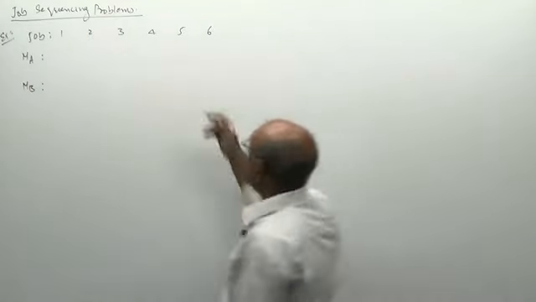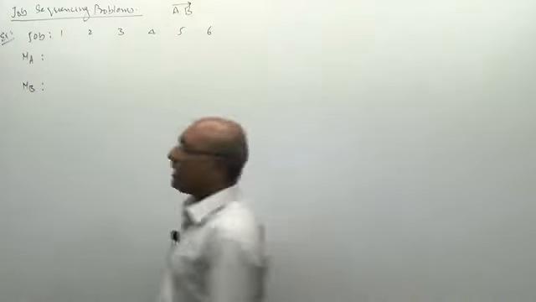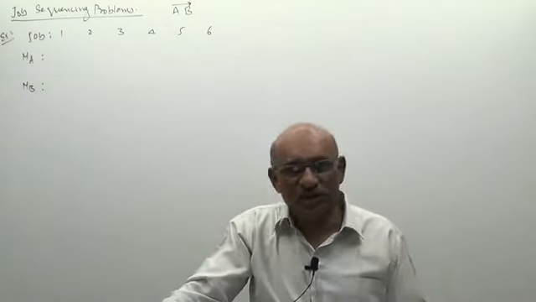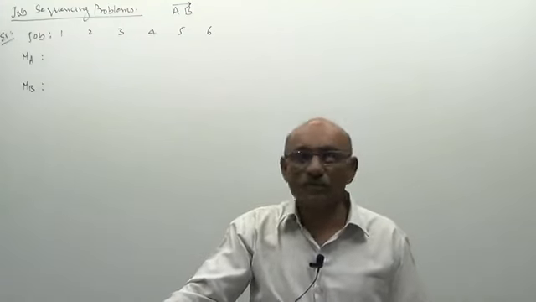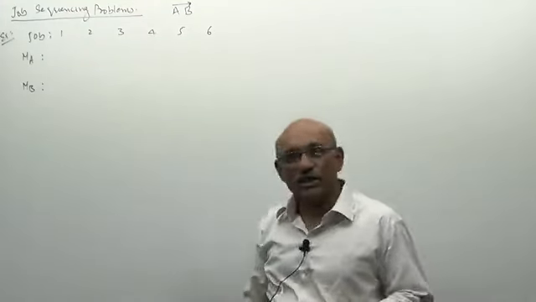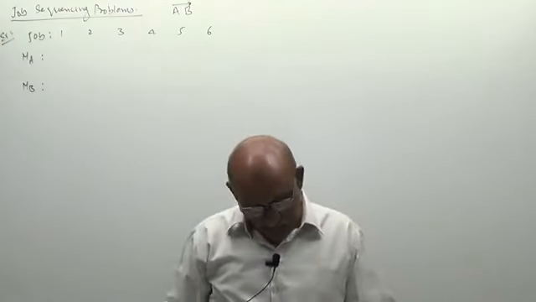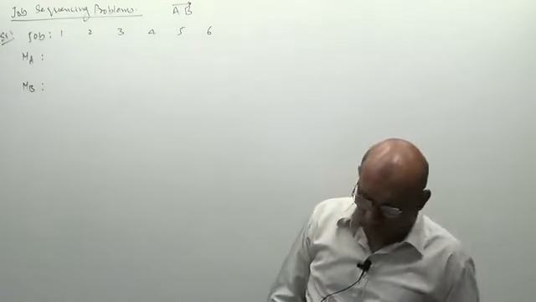The processing order of the jobs is AB, which means each job will enter into machine A first, then it will go to machine B. What additional information is given to us? Processing time of these jobs are also given.